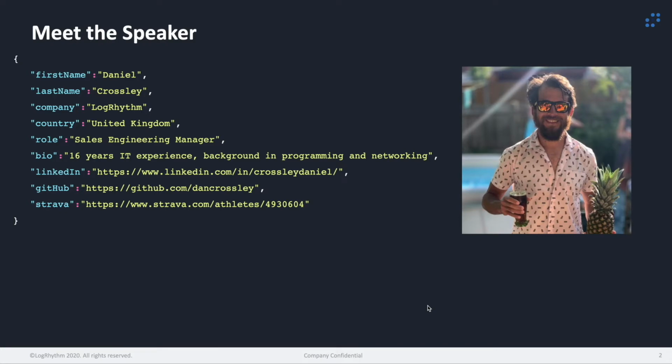Firstly, a little bit about myself. I work for LogRhythm. I've worked for LogRhythm for almost 3 years now. I've got a background working for SIEM vendors. Prior to this, I was at McAfee. Prior to that, I was at Huntsman. And I actually started my career working as a network engineer for a number of large ISPs.